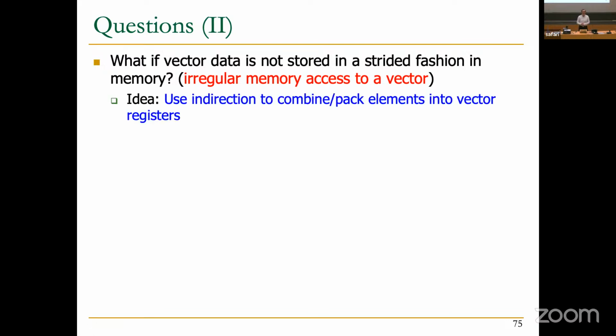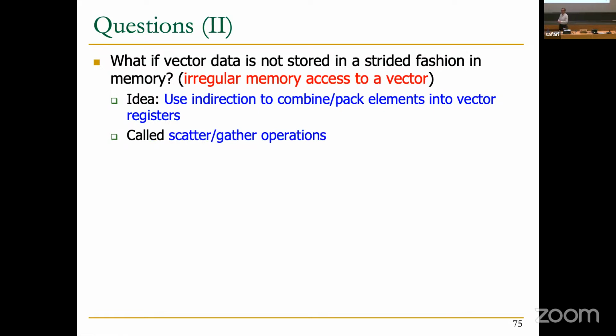Basically, the idea is to use indirection. Remember the load indirect that we introduced in LC-3? It's going to come back to us right now. We're going to do indirect loads. So we're going to use indirection to combine or pack elements into vector registers. These are called scatter-gather operations.